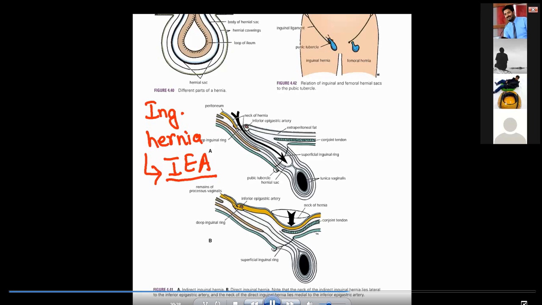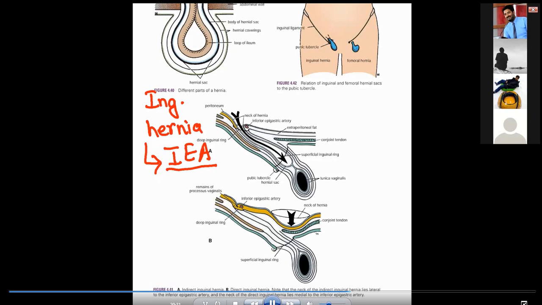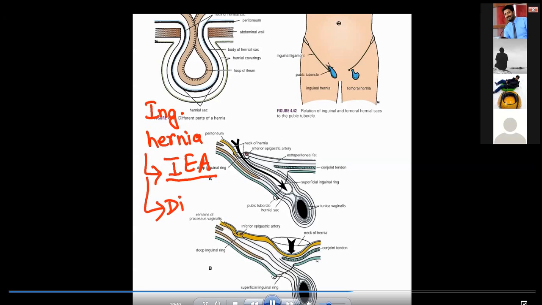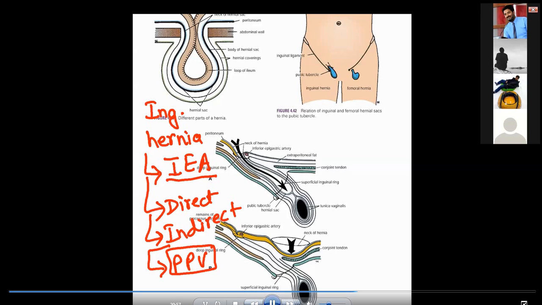Inguinal hernia is direct or indirect. So inguinal hernia, it is direct inguinal hernia or it is your indirect inguinal hernia. So please remember, I tell to you that indirect inguinal hernia, it is due to persistent processus vaginalis. Persistent processus vaginalis can result in indirect inguinal hernia, and it is most commonly in young males.